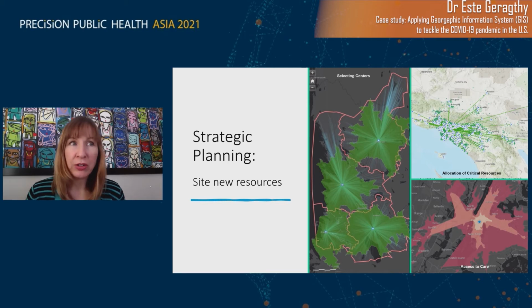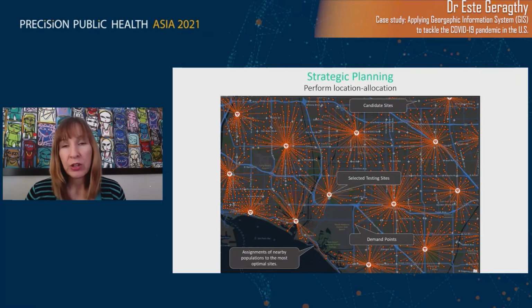Well, using geography to be super precise about selecting locations for new testing sites was a very common use case that we saw. And in fact, it paved the way for the future site selection needs, like finding vaccination venues with a focus on equity. So here's how that site selection model works.